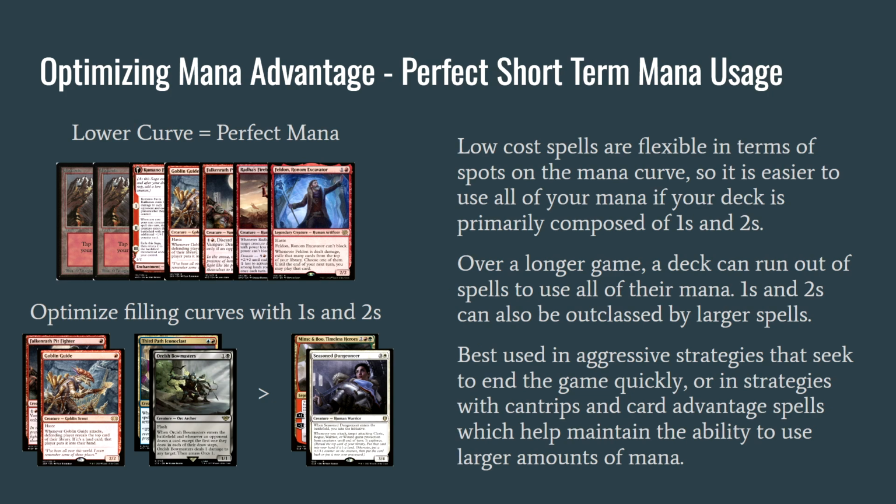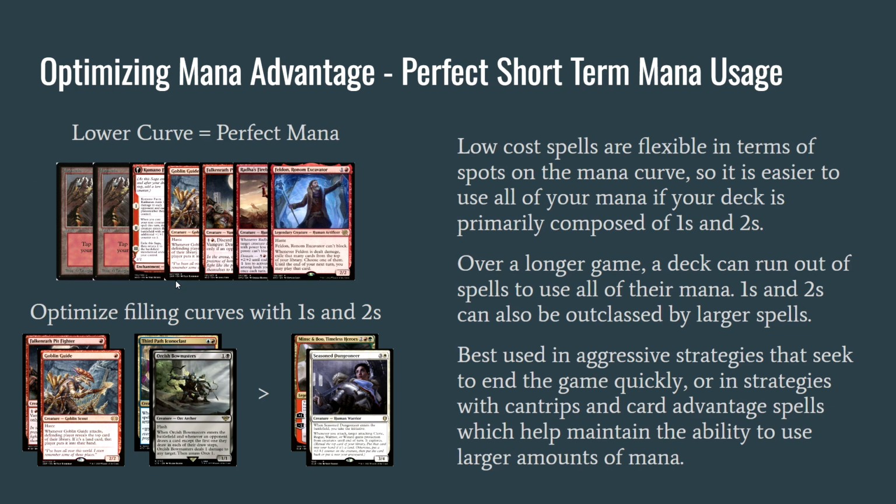Okay, so that's the basics of mana advantage. Let's talk about the ways that you can try to optimize spending your mana every turn. The first way you can try to optimize it is by focusing on perfect short-term mana usage. What this means is that you play a lot of low-cost spells, a lot of 1s and 2s, because it's very easy to fill holes in your curve with combinations of 1s and 2-drops.